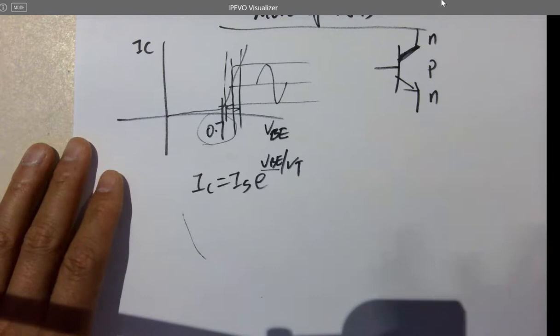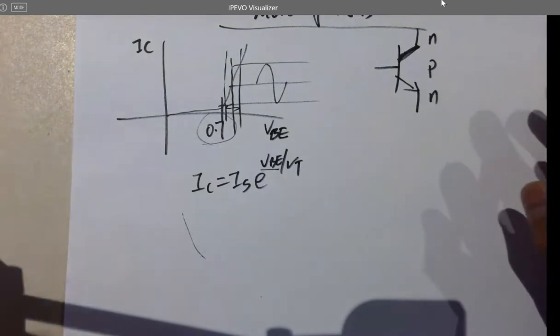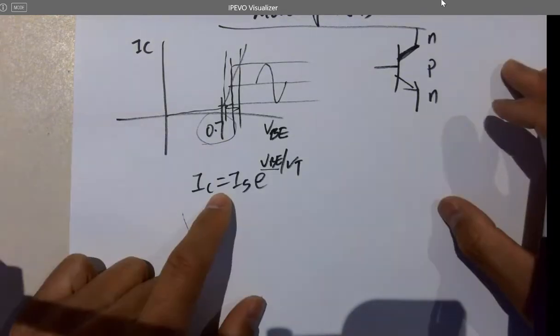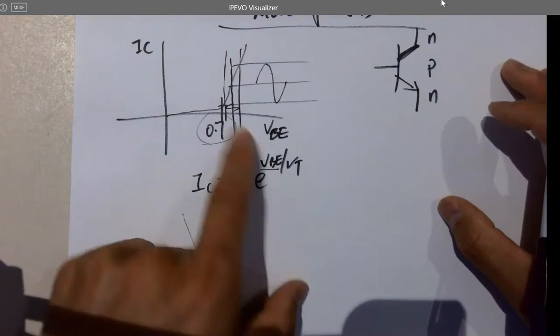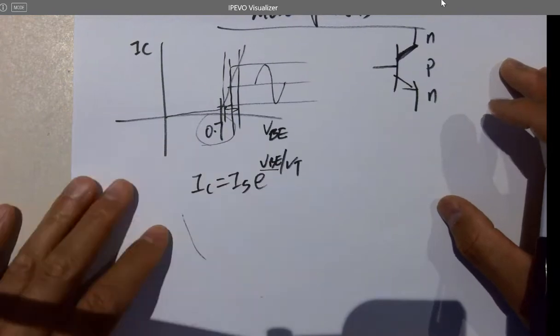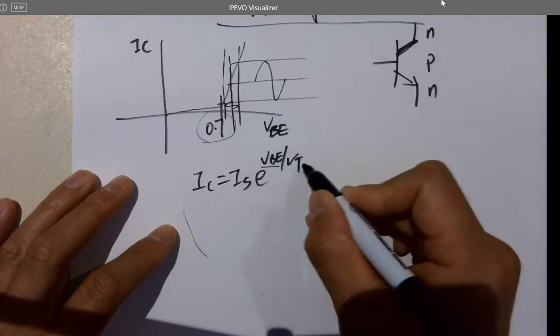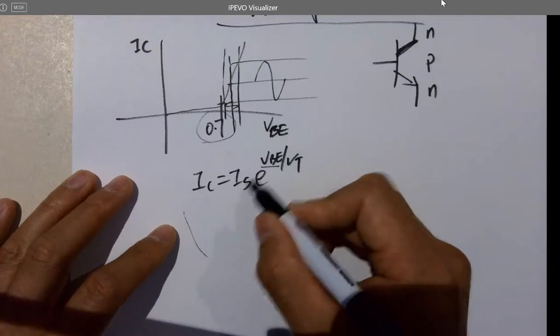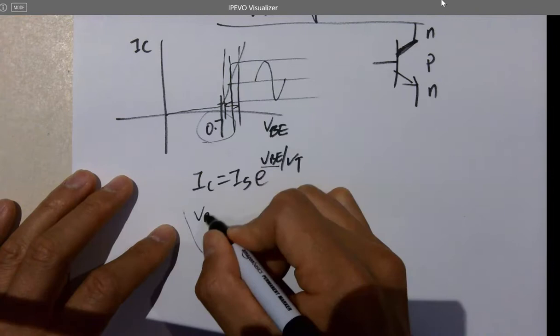But anyway, we don't need to derive everything from the very beginning. It takes a week, so just directly use this equation. This is how you calculate VBE and IC, right? So IC equals IS times e to the VBE over VT, and we can get VBE.